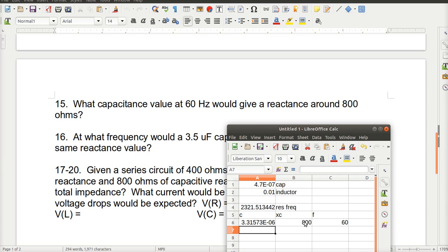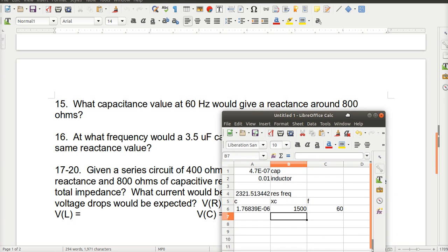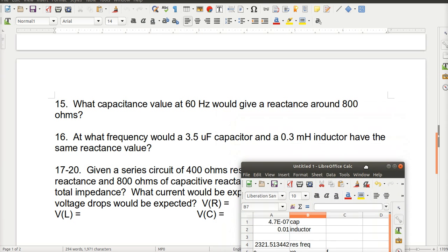And if I had gone in and changed the problem and asked for 1500 ohms, now it solves it for you. You're down in capacitance. And you can go in your Excel and you can mark that and you can have it. At what frequency would a 3.5 microfarad capacitor and 0.03 millihenry have the same reactance value?